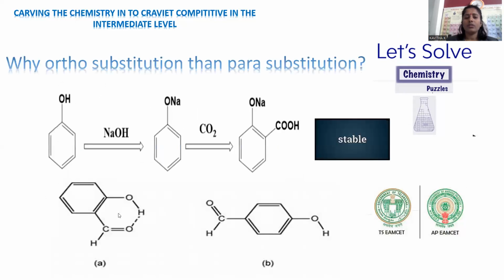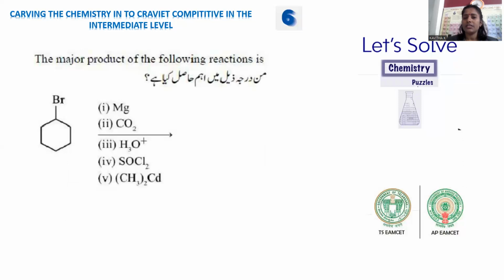So let's move on to the last question of the session, the 6th question. The major product of the following reaction is, again, so many reagents are provided. Don't be scared about the reagents given. If you are aware of the role of that reagent, it is quite easy to apply and we have to get the final product. Very simple steps we need to follow over here so that the final product is easily obtained.